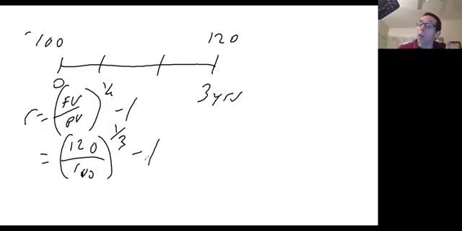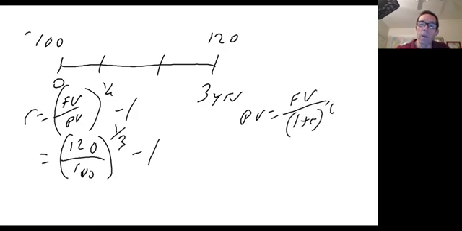Now, there's another way we can set it up, and this is perfectly acceptable. We can say present value equals future value divided by 1 plus r to the t. That's fine also. My present value was 100. That's equal to 120 divided by 1 plus r, where r is what we're solving for, to the third power.